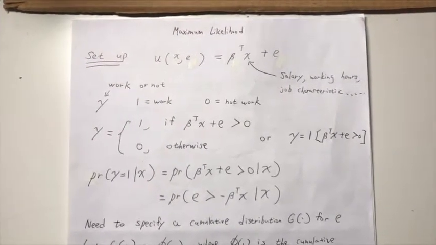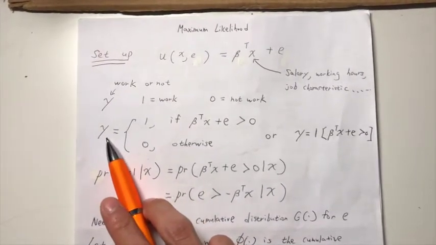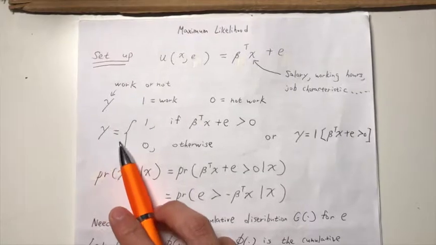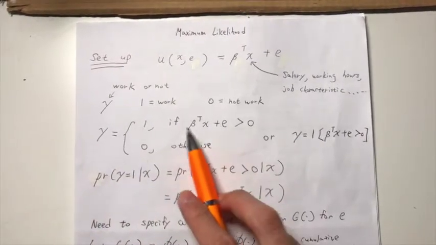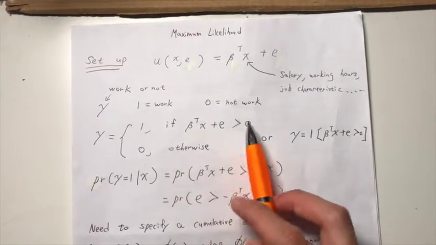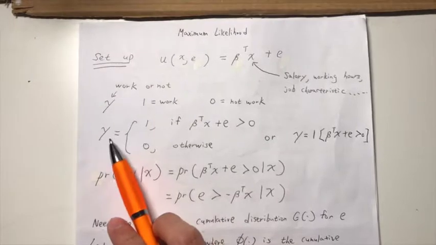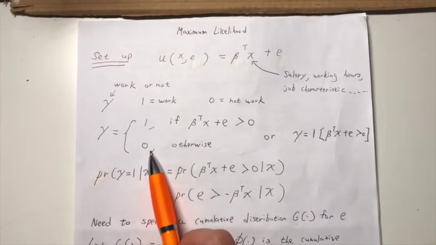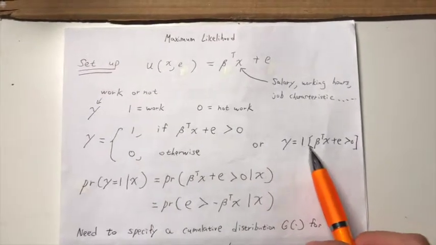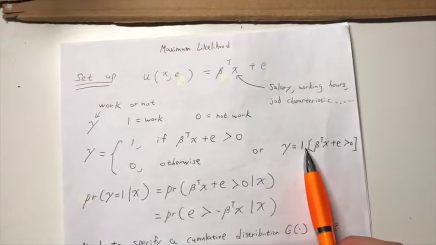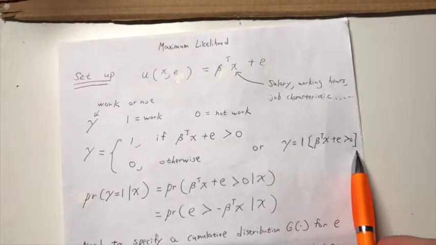So, converting that idea into mathematical notation, y, the dependent variable of work or not, takes the value of 1 if a utility is greater than 0. In this case, let's just take that for example. And the person will choose not to work otherwise. Or we can use this notation here: y equals 1, so the person chooses to work, if, this is the condition, the utility is greater than 0.